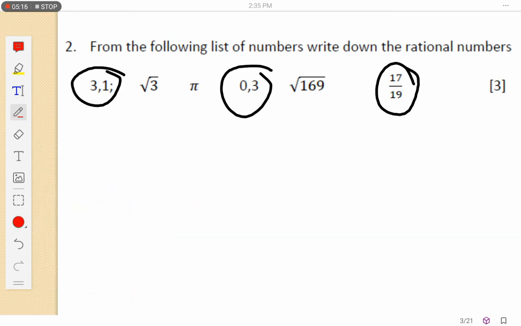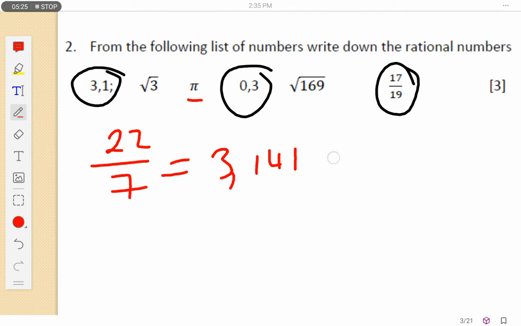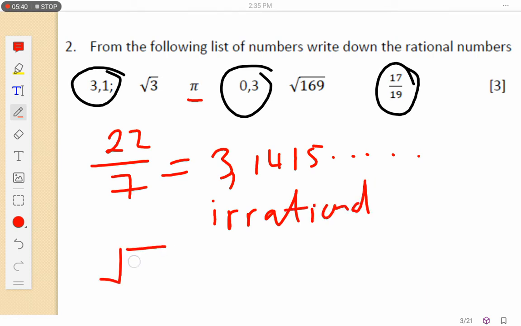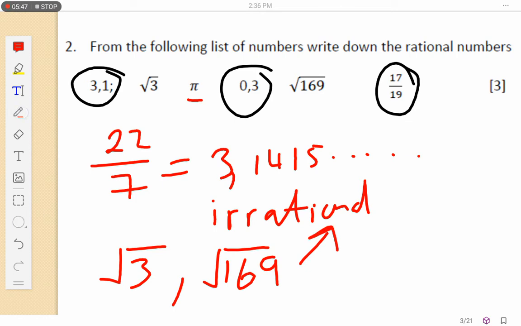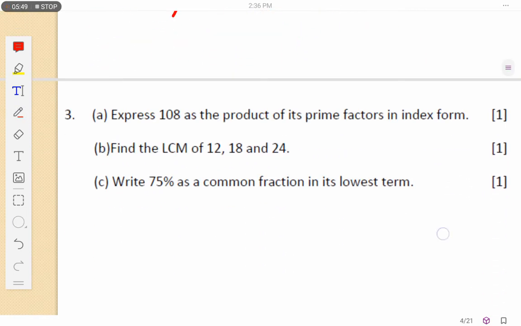Someone may ask me, what about pi? Pi is approximated as 22/7. If you divide 22 by 7, you get 3.1415, and the number goes on and on. That's a number that does not end or terminate, so automatically this becomes an irrational number. Then the numbers under square root signs, like the square root of 3 and the square root of 169, are also considered. That's how you answer question number 3.